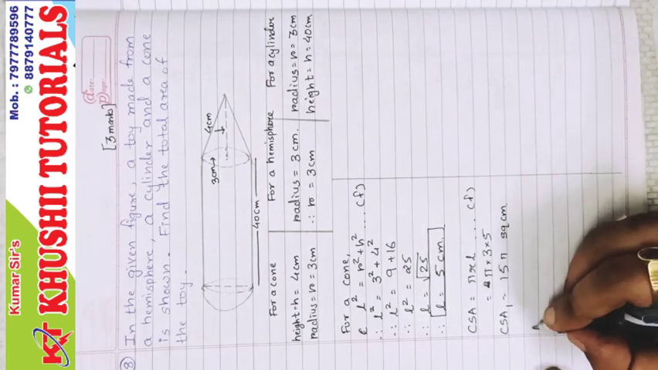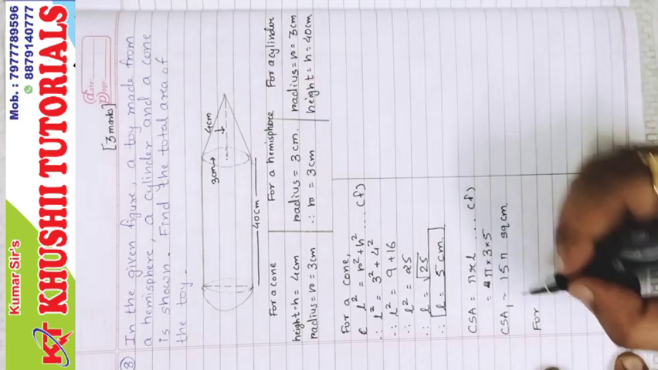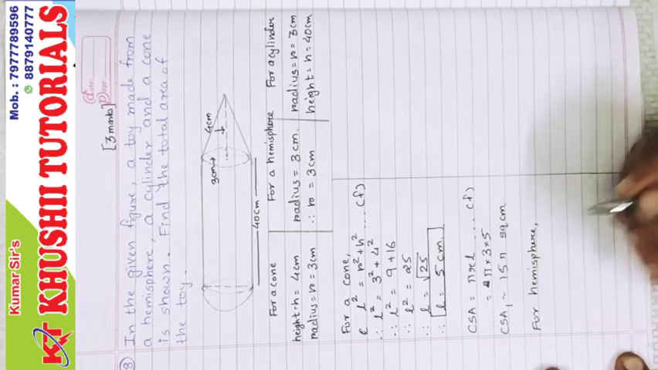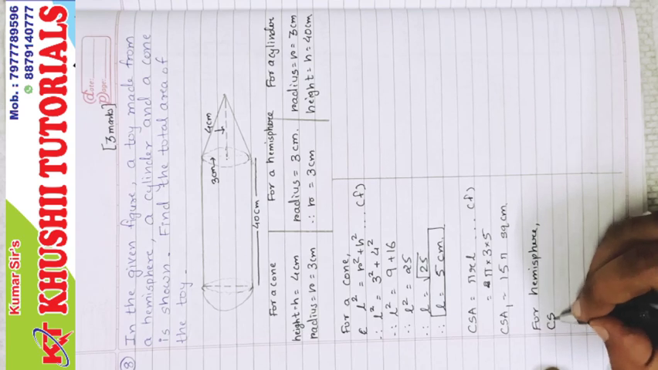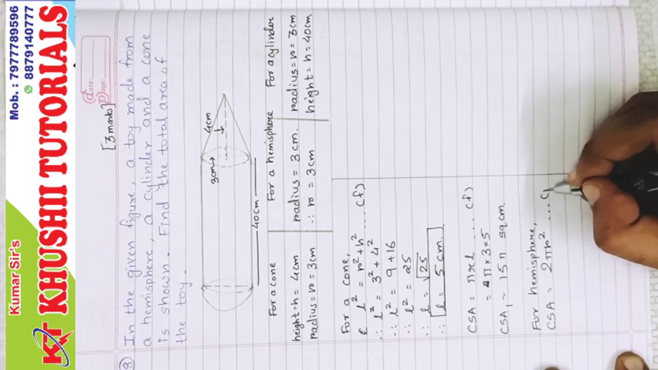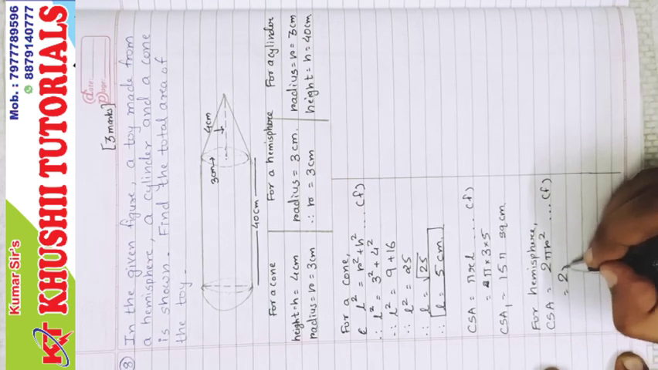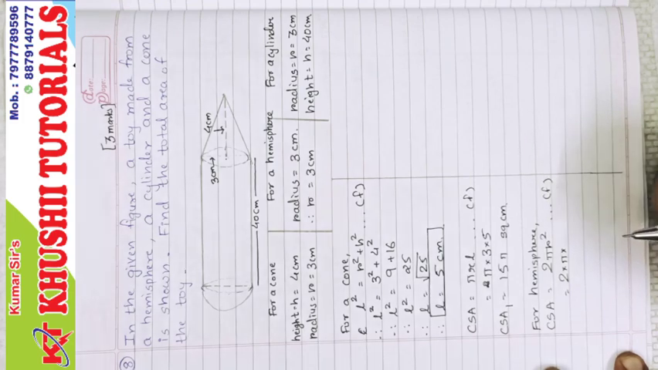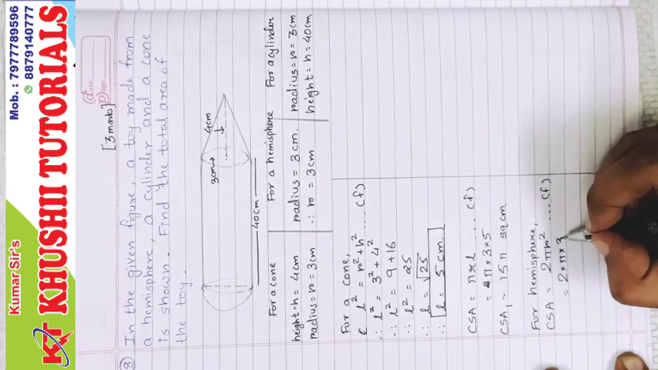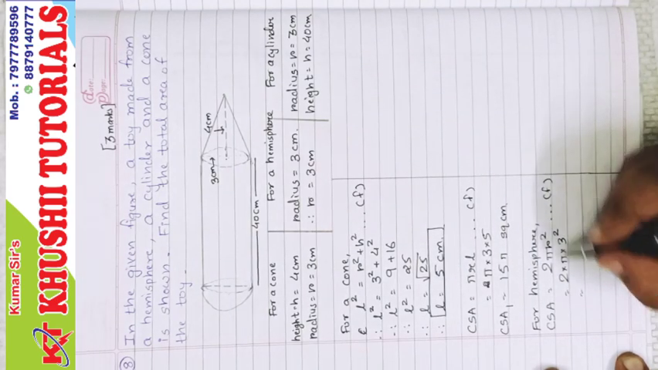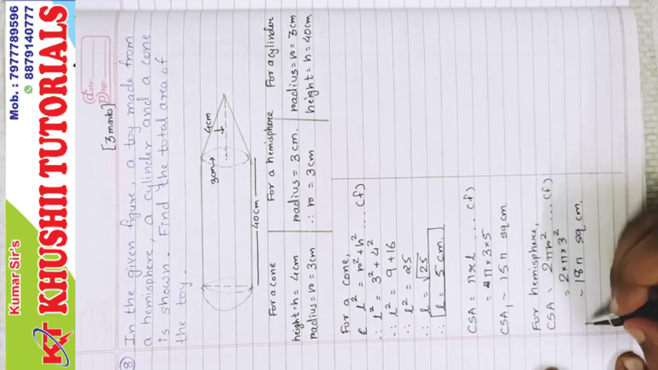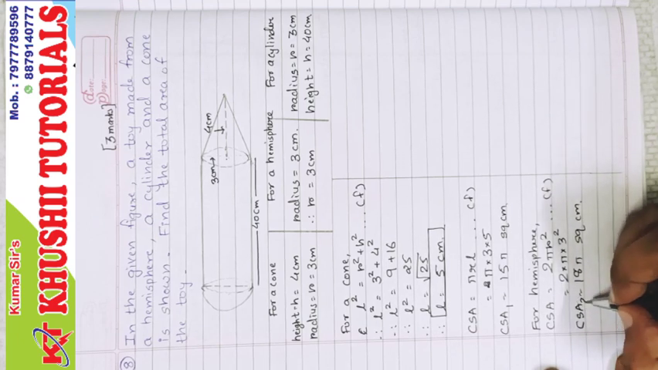Now for hemisphere, CSA. CSA of hemisphere is 2 pi r square, and this is the formula. So 2 will remain 2. Pi, as I told you, we will not substitute the value of pi right now, only at the end. And radius is same, 3 square. So 3 square is 9, and 9 2s are 18 pi square centimeter, and that is CSA 2.